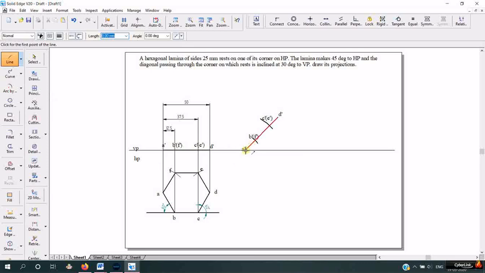Now project each corner downwards. Now project from here also. Start from A.